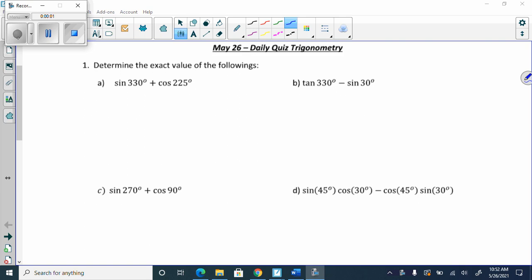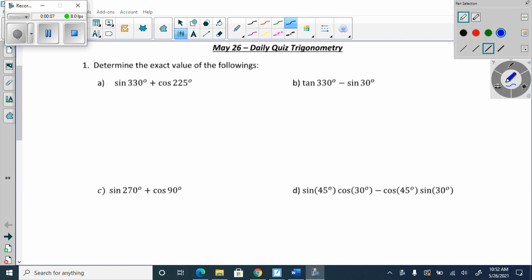Sine of 330. When I go to 330, sine means the y. So what's the y at 330? Go to 330. Every single person's following along because I want everyone to do well in this.